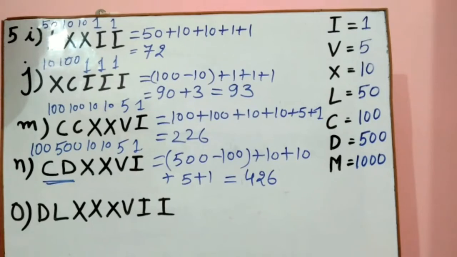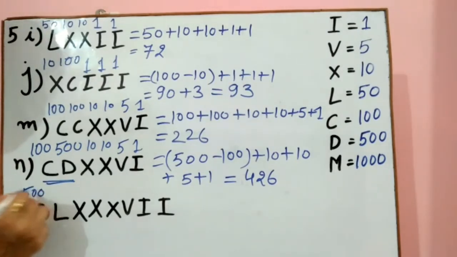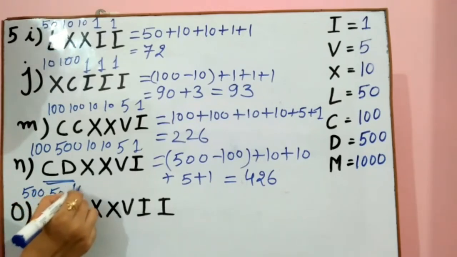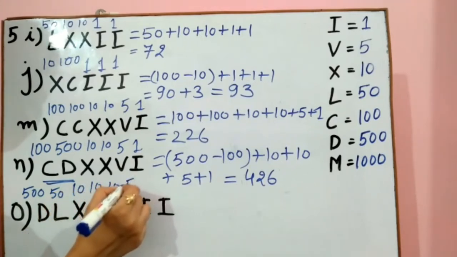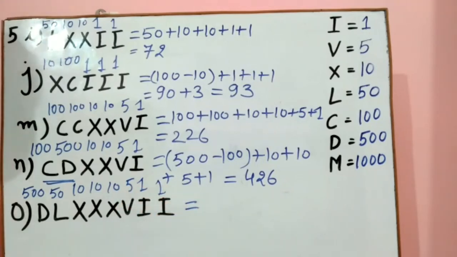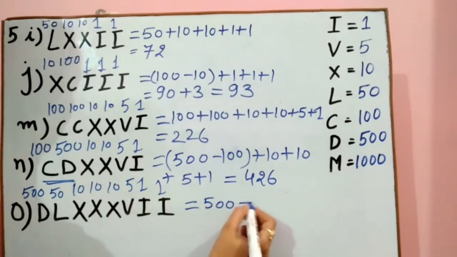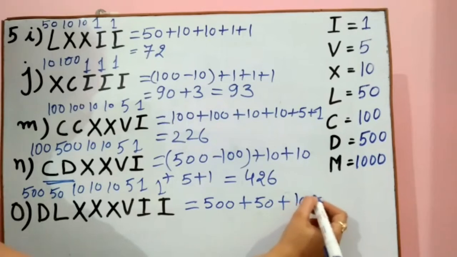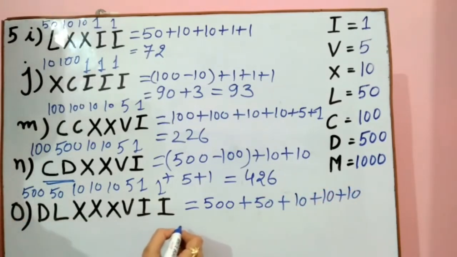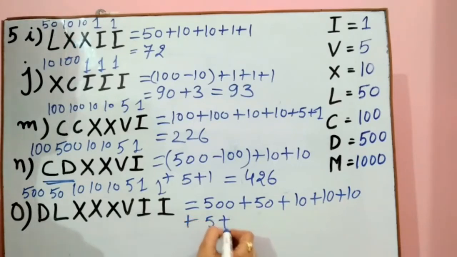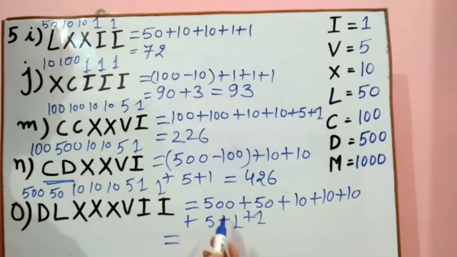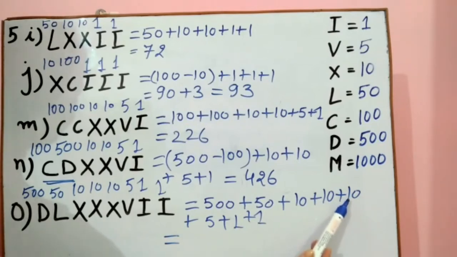Understood? The next is O. D is 500, L is 50, X is 10, V is 5 and I is 1. 500 plus 50 plus 10 plus 10 plus 10 plus 5 plus 1 plus 1 is equal to 500 plus 50, 550 plus 10, 560 plus 10, 570 plus 10, 580 plus 5, 585 plus 1, 586 plus 1, 587. Understood?